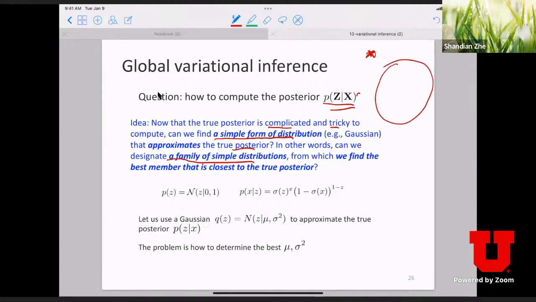This is a Gaussian family. The true posterior obviously can be outside of my approximation family. Then my task would be to find a particular member in my approximation family which is closest to the true posterior. If I find this optimal one in my approximation family, my task is done. I'm going to use this as my approximation. This is the idea of variational inference. Okay, we'll talk about the details on Thursday. Okay, thanks.